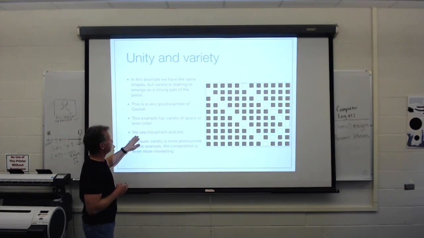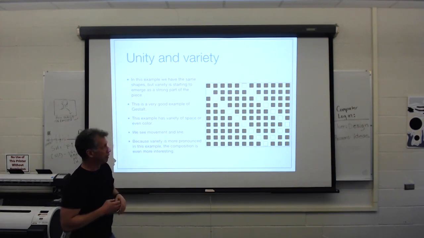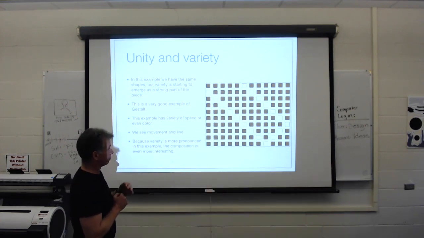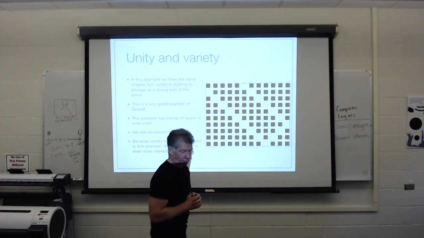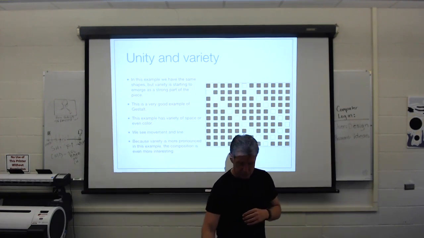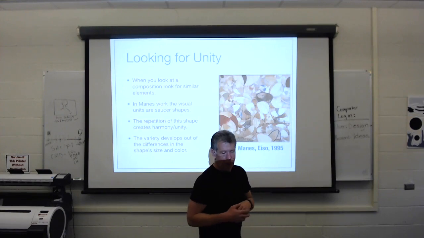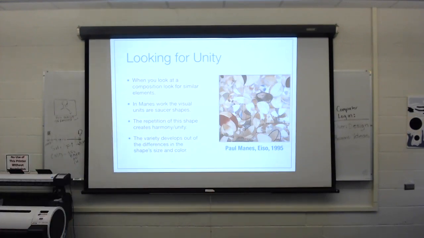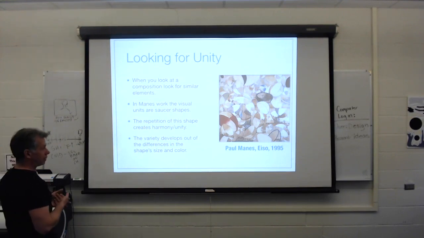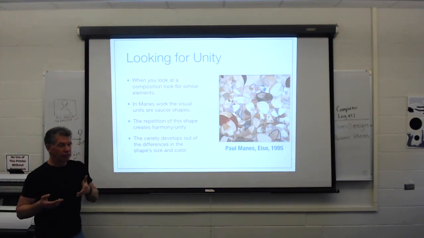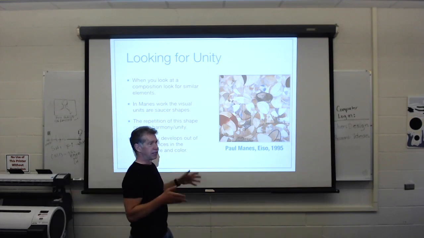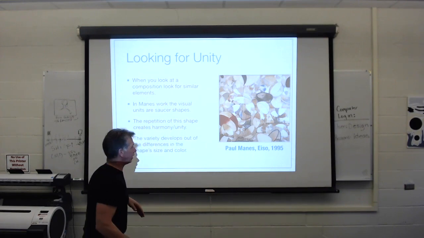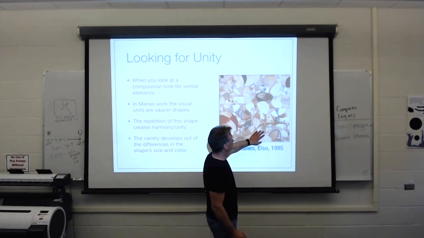This example has variety of space and even color. Now some of the elements I see here are shape, I see line. Okay, now when we look at art, remember all art has the elements of design, and the way we describe the elements of design is through the principles of design. So the principles of design need to be discussed when we look at artwork, okay?